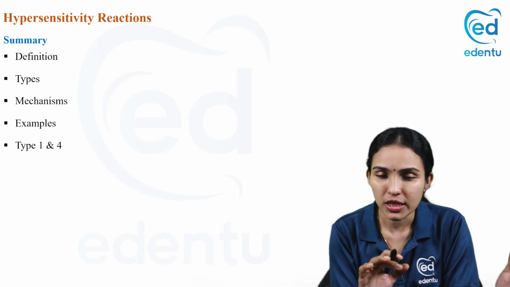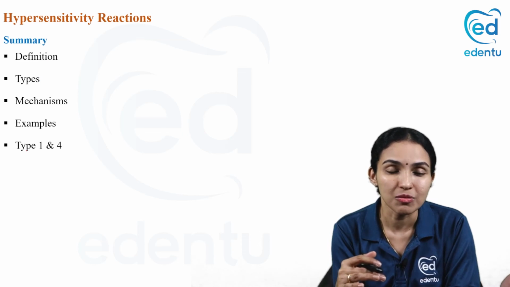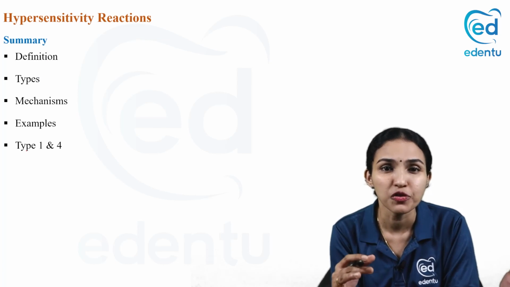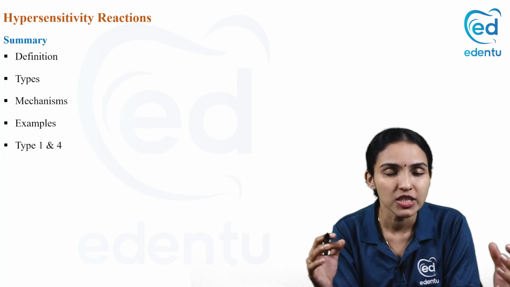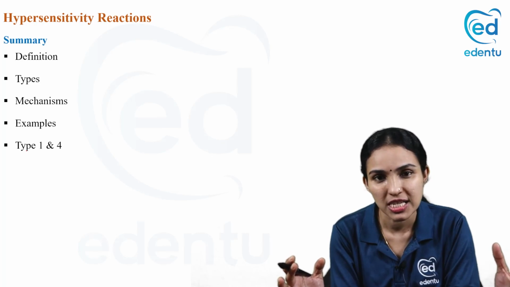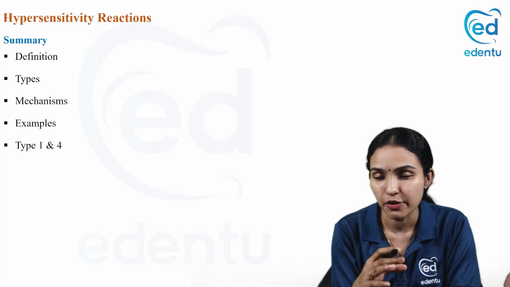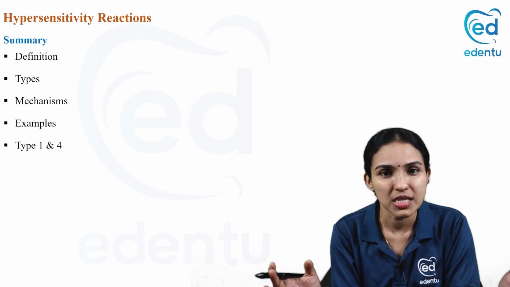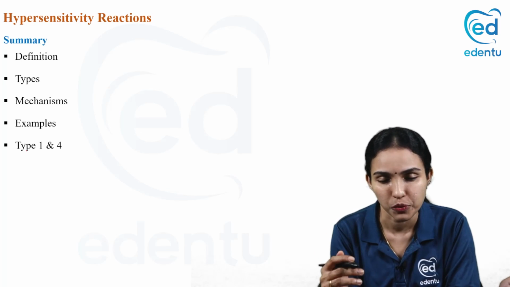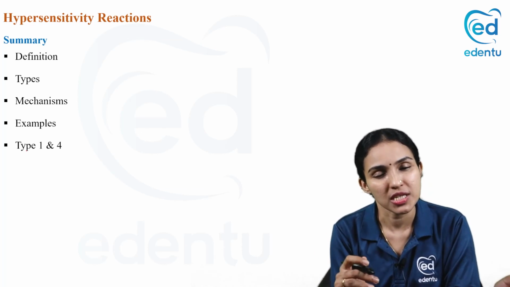Once more, all these topics, please remember, all are important. Hypersensitivity is a very frequently asked question. Type 1 and 4 are the most important. Type 1 is IgE mediated and type 4 is cell mediated or T cell mediated. Examples for type 1 are anaphylaxis and atopy, and please learn the mechanism. And type 4 examples are contact dermatitis and the tuberculin type of reaction. So that's about hypersensitivity reactions.